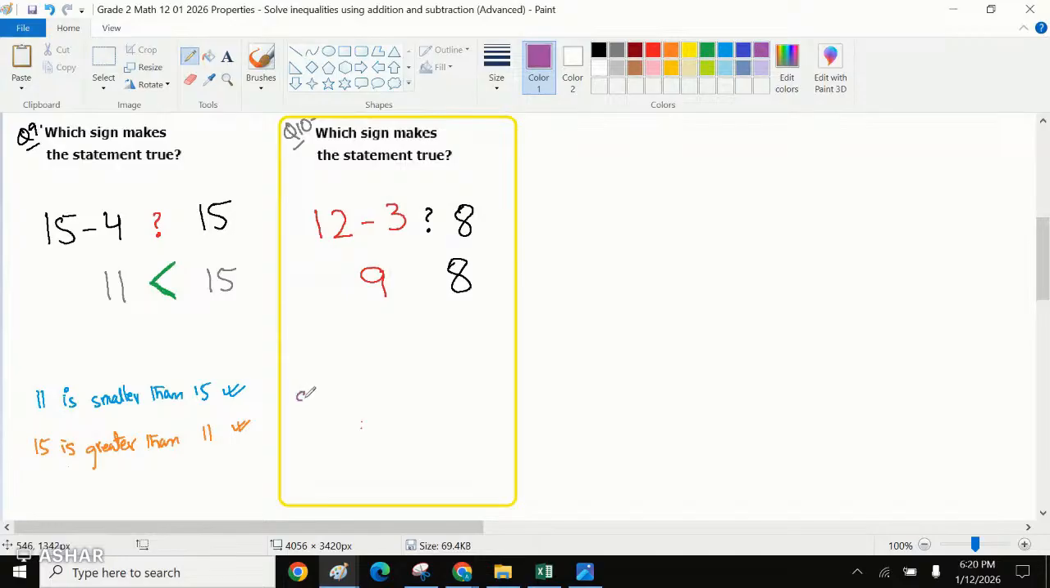So can we say 9 is greater than 8? And that's true, right? The greater than sign always means the open side of the shape goes towards the greater number. Or we can say the same statement as: if 9 is greater than 8, then 8 is less than 9, right?